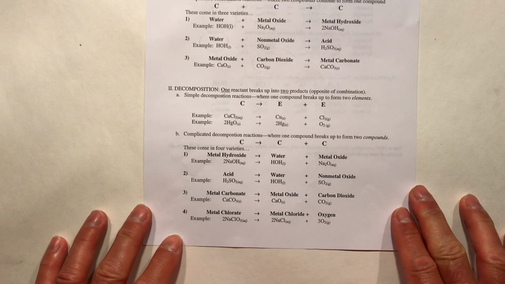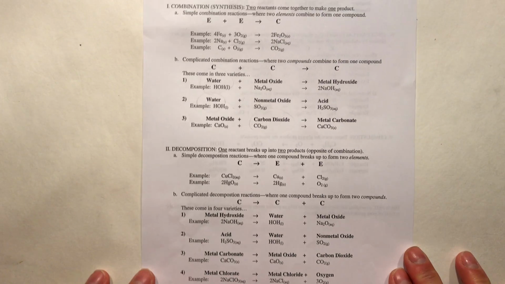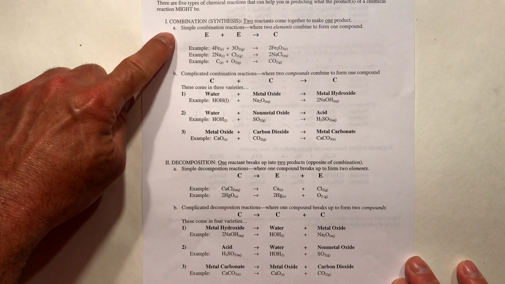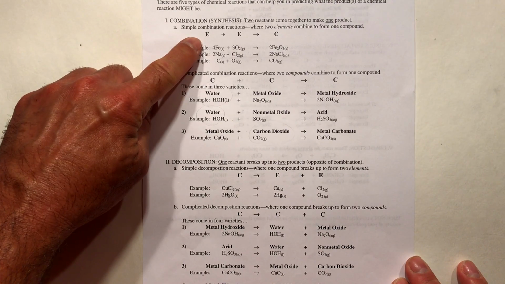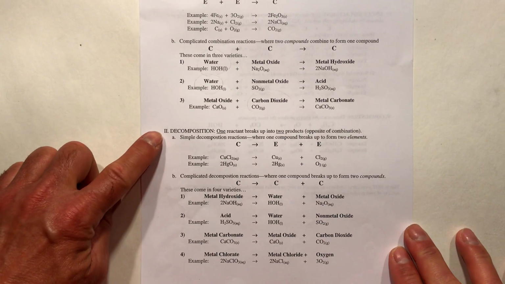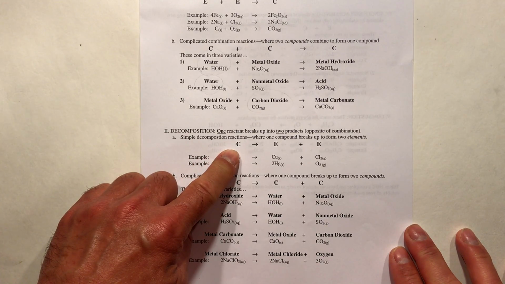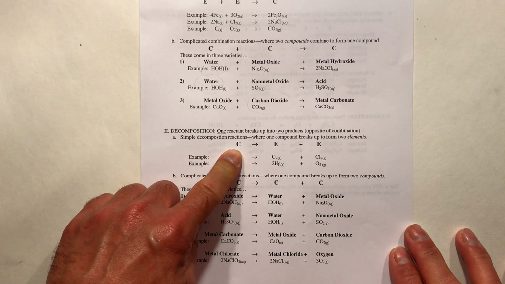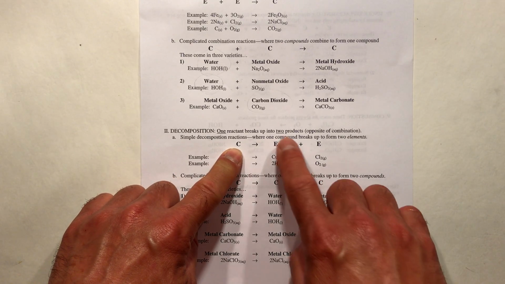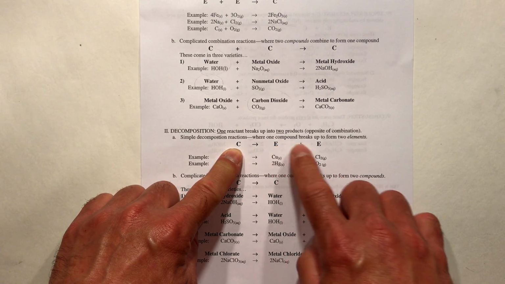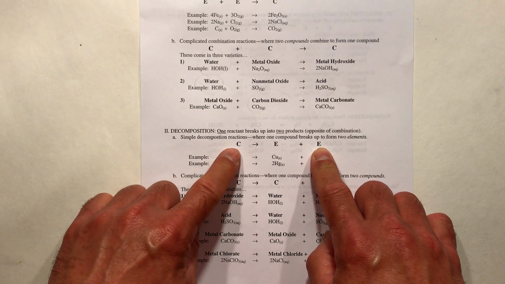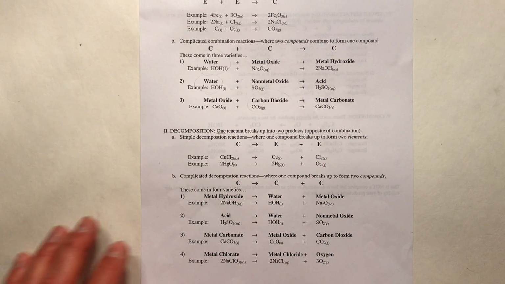Let's take a look at the next reaction type, which is the opposite of synthesis. It's decomposition. Notice that for Roman numeral 1a, simple synthesis, we have 2 elements forming a compound. For Roman numeral 2a, this is decomposition, that's simple. We have a compound, and this compound would be binary, in other words, made of just 2 elements, breaking up so that on the product side, we have those 2 elements that make up that compound. Let's take a look at a couple examples of simple decomposition.